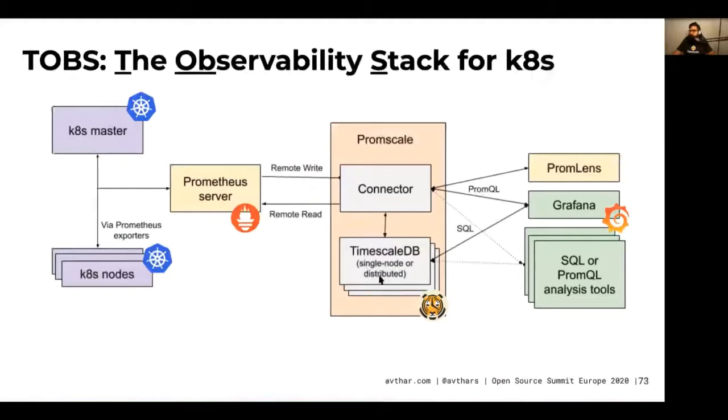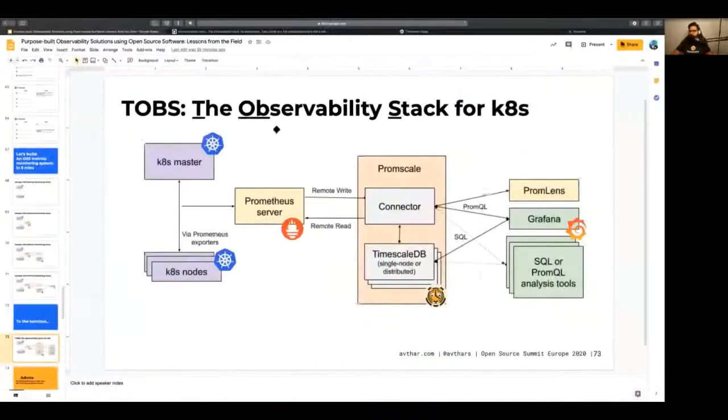So the main difference between this and the previous slide that I showed you is that you have this additional component called Promscale, which comprises both the connector between Prometheus and TimescaleDB, as well as TimescaleDB itself. So this is just one component. And we also have an additional component here called PromLens, which is basically a tool that allows you to build queries and interact with Prometheus using PromQL. And let's take a look at how our installation is going.